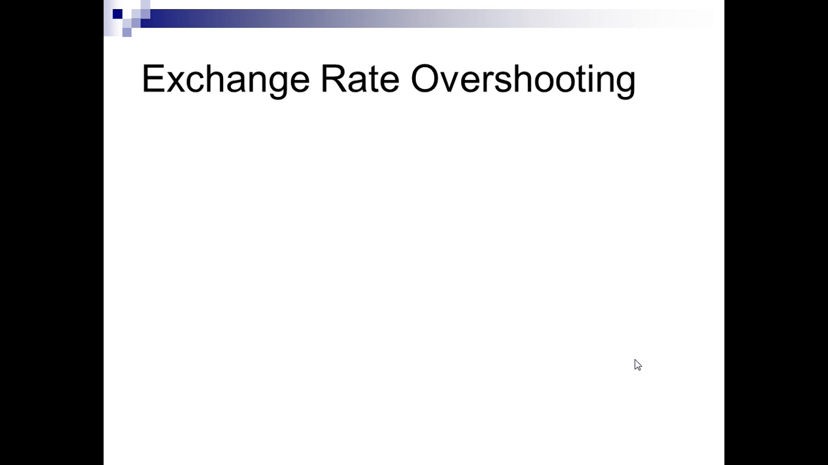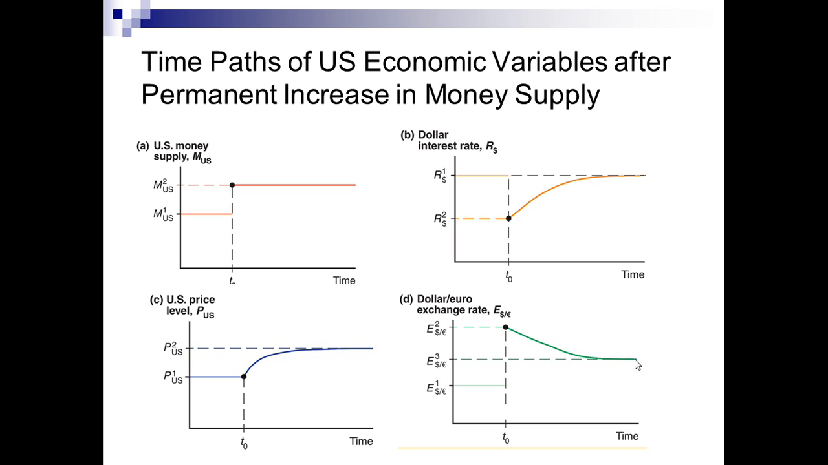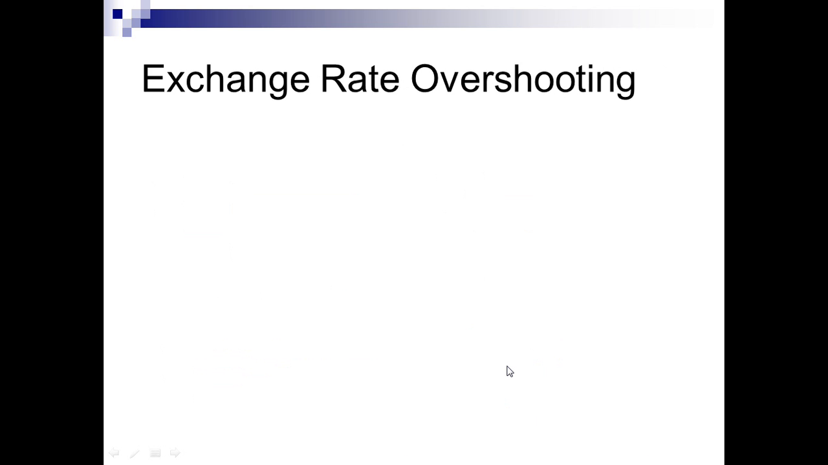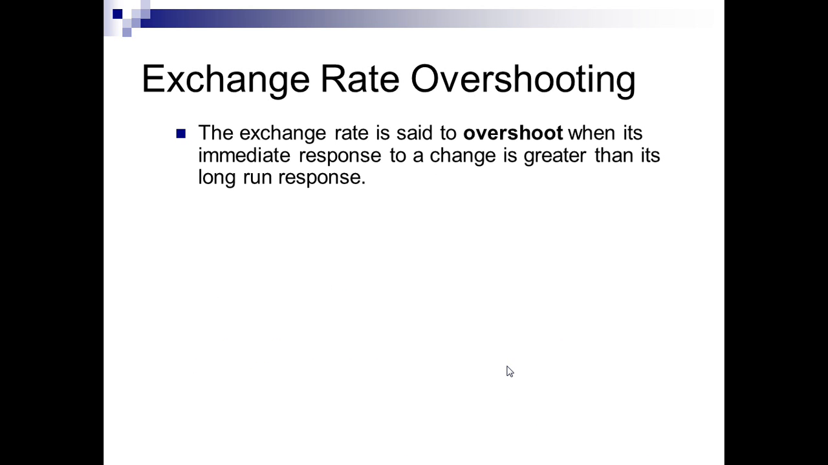So the final topic in this chapter is exchange rate overshooting. Now, actually, I'm going to go back to this graphic. So you note that we start at E1 at the announcement or when the money supply is permanently increased. It shoots way up to E2 and then comes back to rest at E3. So this action of shooting way up and then coming back to rest at some lower level, this is the exchange rate overshooting. So the exchange rate is said to overshoot when its immediate response to a change is greater than its long-run response.